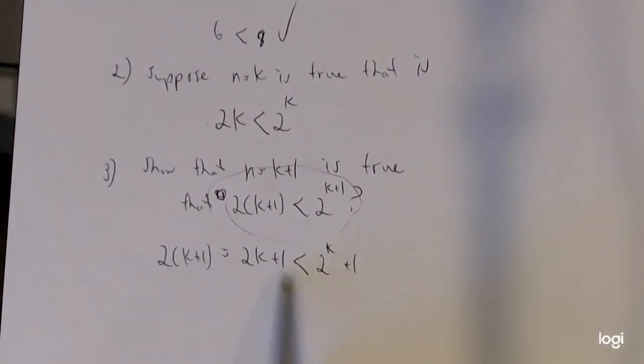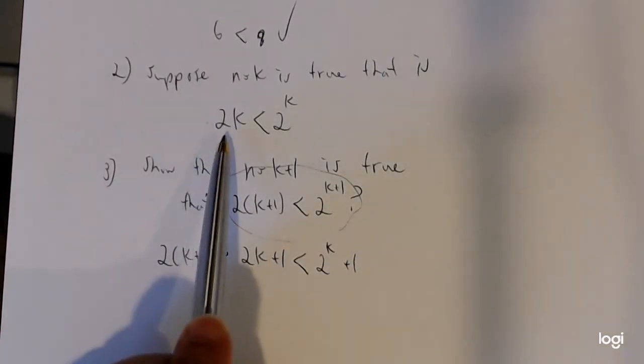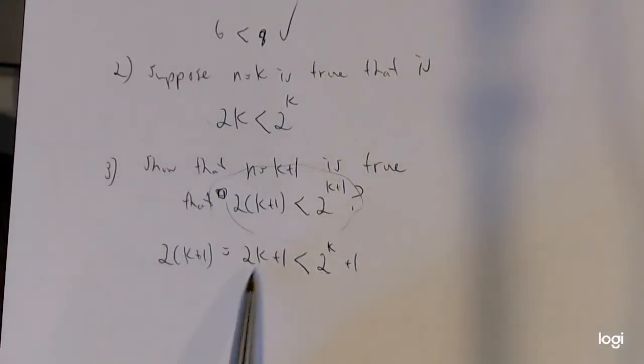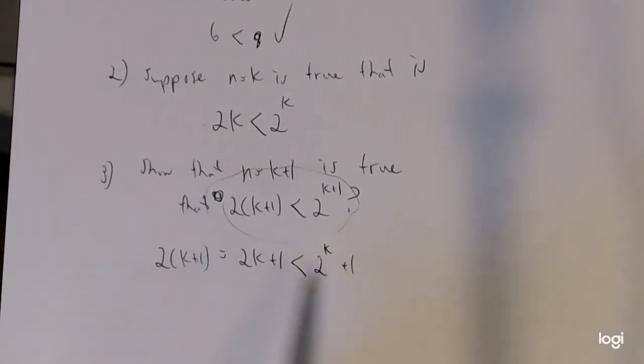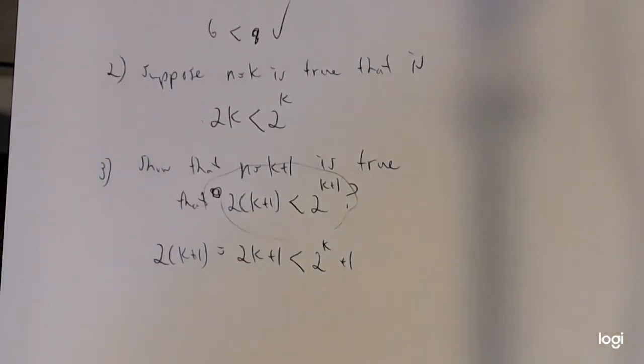The plus 1 is not the problem, right? Because look, obviously if 2k is less than 2 to the power of k, then 2k plus 1 will be less than 2 to the power of k plus 1, because that plus 1 is sticking around. It's the same thing. Okay, now here's where things get a little tricky, right?